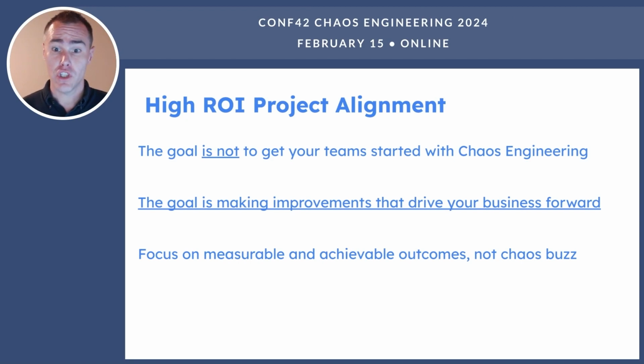Focus on measurable and achievable outcomes that your confident fault injection, as I like to call it, will actually help you with. Things like increasing availability by X%, reducing downtime, or mean time to resolution. I'd actually really recommend not using the term chaos at all. And let me tell you a little story about why.